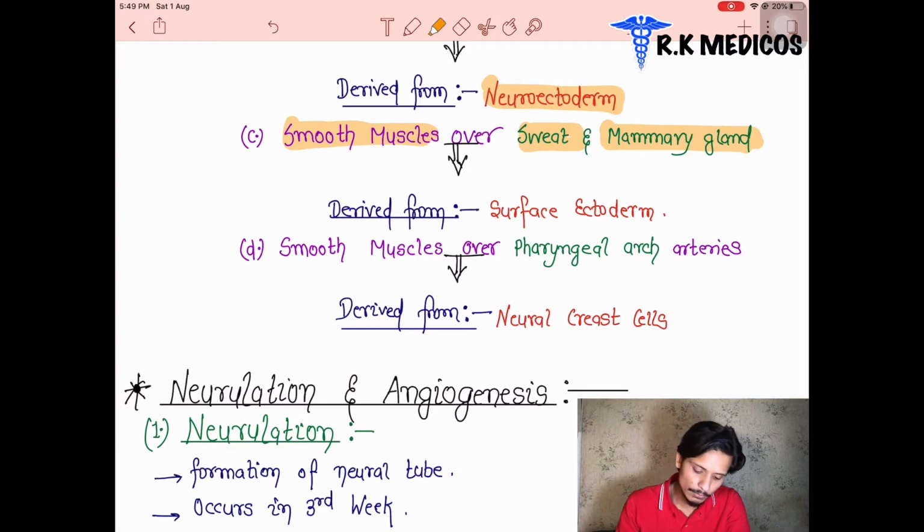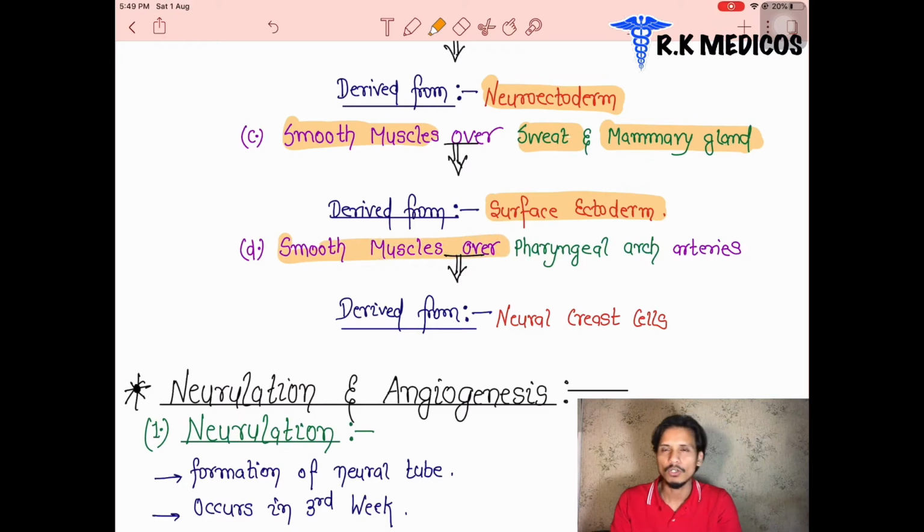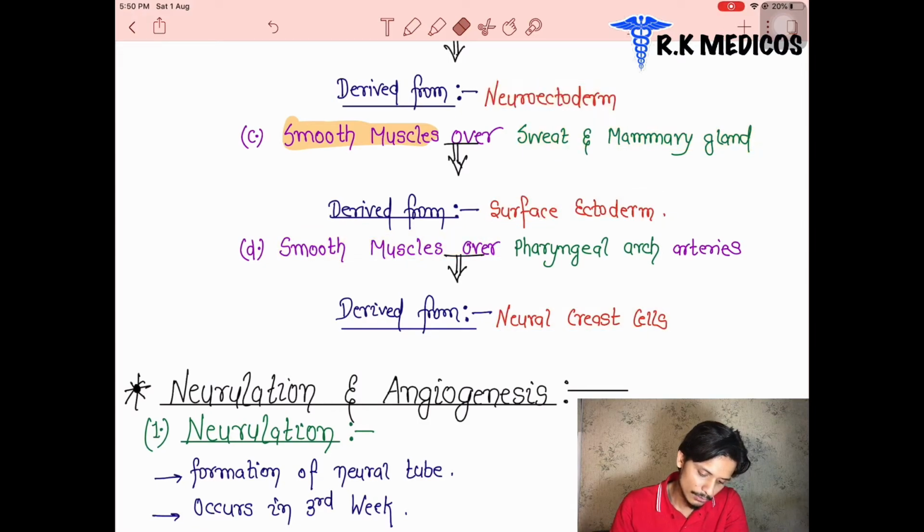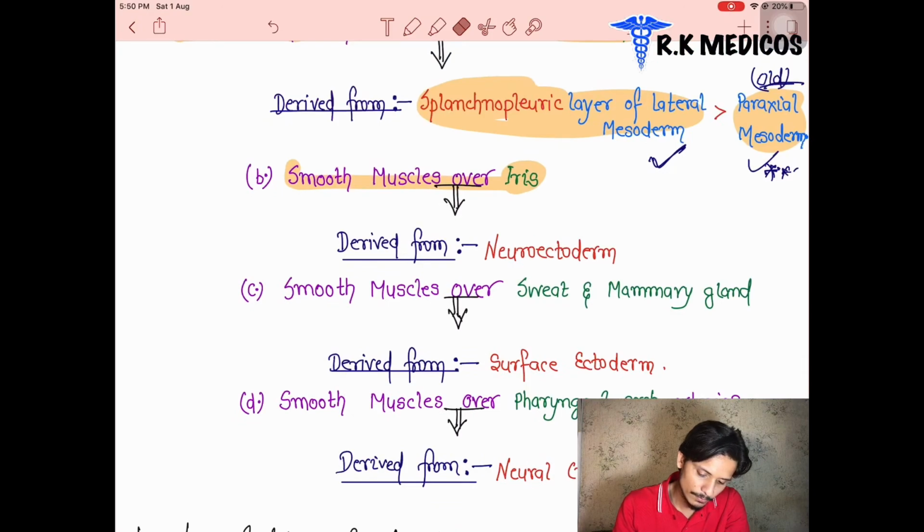They are going to develop from the surface ectoderm. So this is also an exception here. Next, smooth muscles over the pharyngeal arches, or the pharyngeal arch arteries. What is the artery located in the pharyngeal region? All the smooth muscles in that area are going to develop from the neural crest cells, not from the lateral mesoderm splanchnopleuric part. So they are the four exceptions. You have to memorize them and learn by heart from what these layers are going to differentiate and form.